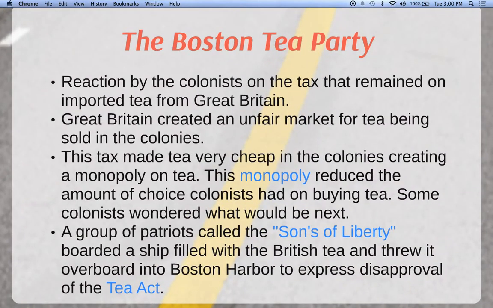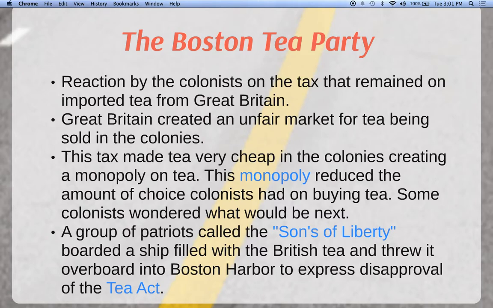Then we've got what's known as the Boston Tea Party. Maybe you've heard of this. This gets back to the tax that was left on tea, and what was called the tea tax. Great Britain basically had put this tax on tea. It made the tea very cheap, which ultimately forced the colonists to buy it. They're like, this is the cheapest tea, even though it's not my favorite, it's the cheapest. And this creates what we call a monopoly, which reduces the amount of choice that colonists had on buying tea.